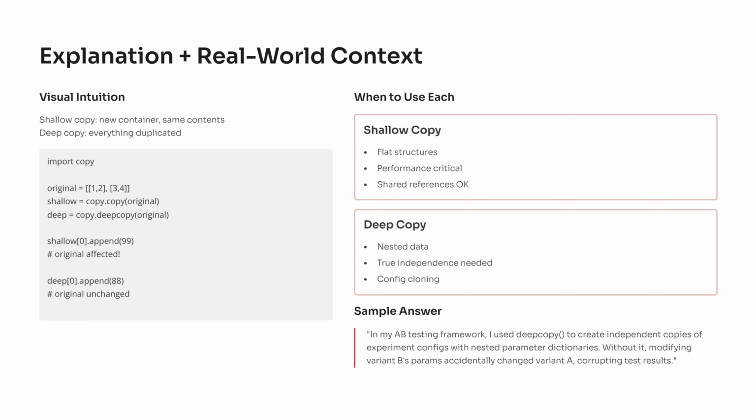Here's how I'd say it in an interview. In one of my experiments, I used deepcopy to create separate configurations for two A/B test variants. Before that, using a shallow copy caused the nested parameter dictionaries to share references. So updating one variant changed the other. After switching to deep copies, each configuration became independent, and our test results were finally reliable.